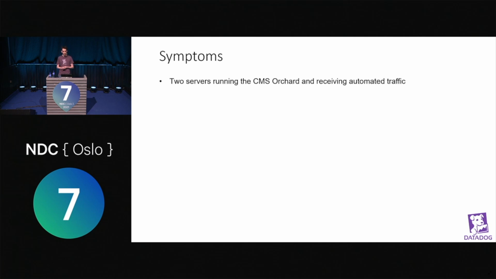running the open source CMS Orchard, and they are receiving automated traffic. And the idea is that one is a baseline server, so it's running the application as is. And on the other one, we run with the Datadog instrumentation, and then we monitor both servers to find any difference in behavior that could be caused by our instrumentation.